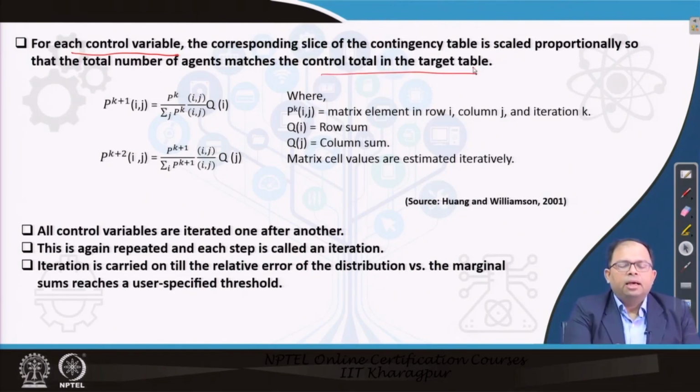So, if there are several iterations, k is the iteration number, P k ij is the matrix element in row i and column j, q i is the row sum and q j is the column sum.